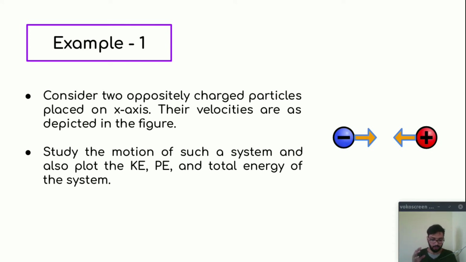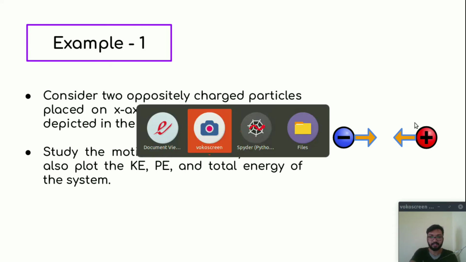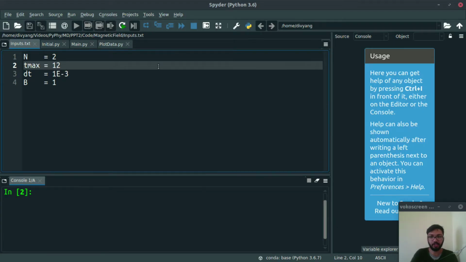Now before we jump to the simulation part, I want to know from you guys what will happen in a normal scenario. As these two are oppositely charged particles, they will just stick to each other due to attractive force, right? But in this case we have a magnetic field, right? So let's see what will happen. Okay, so let's jump into the simulation.